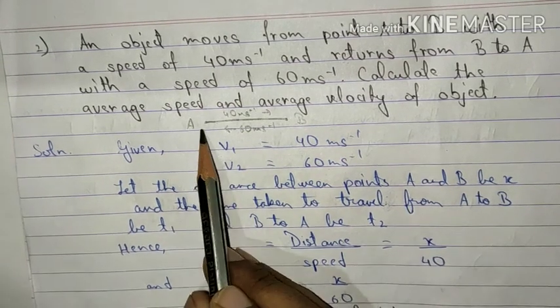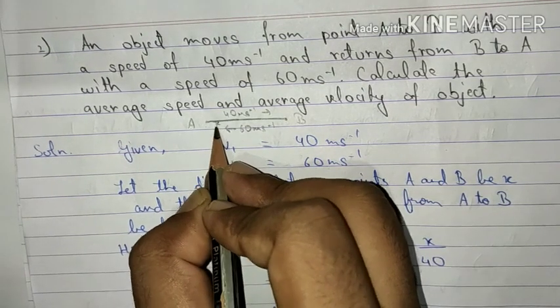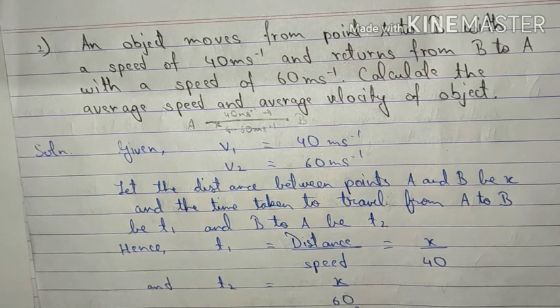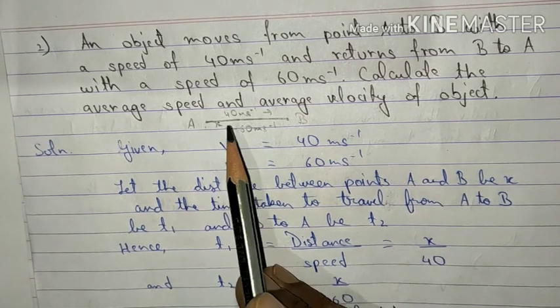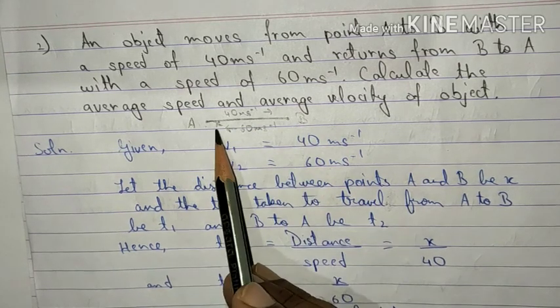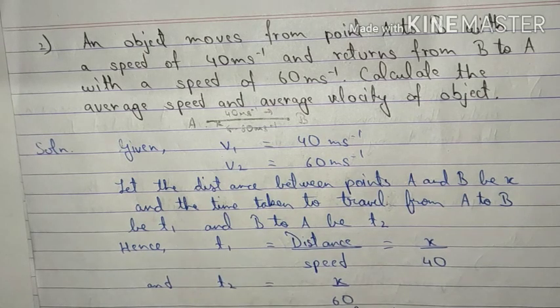Let us assume that the distance from point A to point B is x. So what we can say about the total distance covered by the object is that it covers a distance of x from A to B and back a distance of x again from B to A. That means the total distance covered by the object will be 2x.